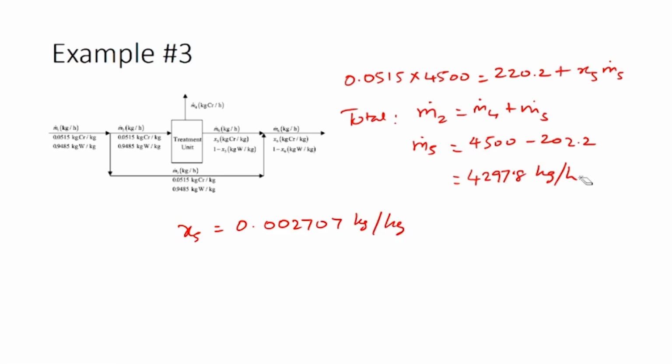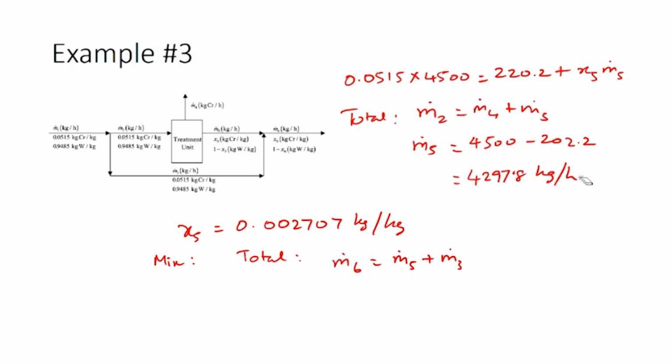Now we have the information about M5 dot, and we also have the mass fraction of chromium. So, we can also calculate the mass fraction of water, which would just be 1 minus the mass fraction of chromium. Now, we need to identify the mass fraction of chromium and the flow rate in stream 6. For this, we can choose the mixing point as the system and write the mixing point balances. The total balance would be M6 dot equals M5 dot plus M3 dot.